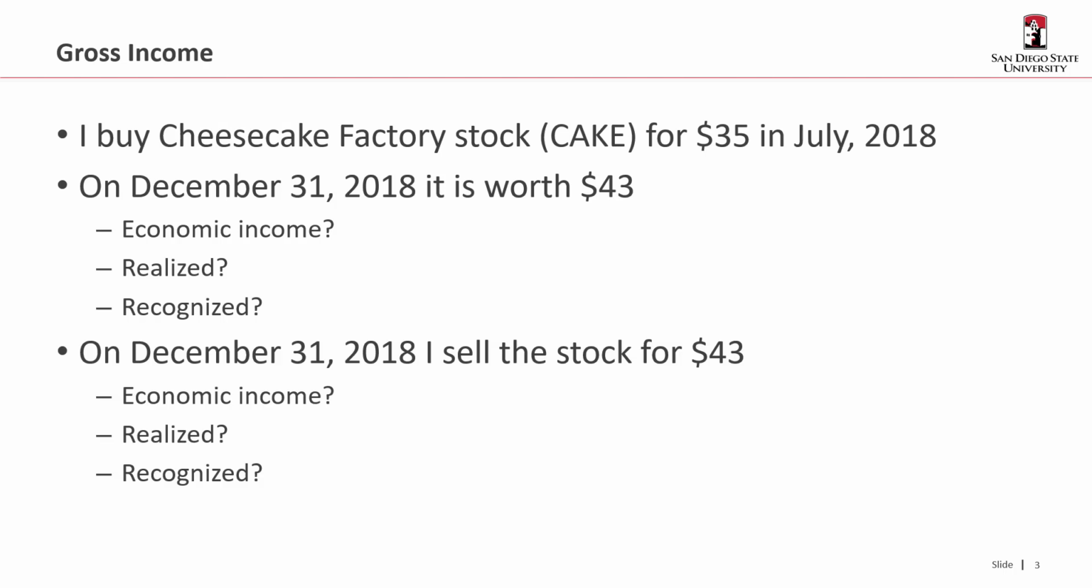If, on the other hand, on December 31st of 2018, I sell the stock for $43, I still have the same economic income, but now I have had a significant change in ownership rights. I used to own it, now someone else owns it. As a result, I have realized income. And again, for the most part, under the tax rules, that's going to be recognized.